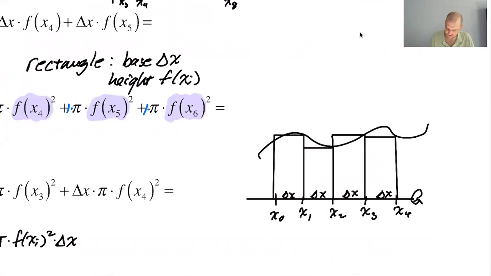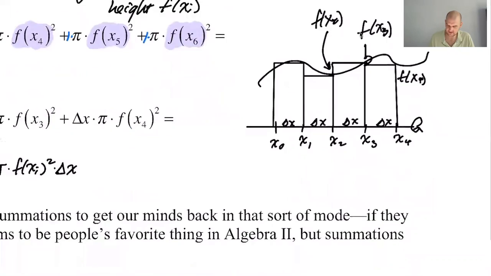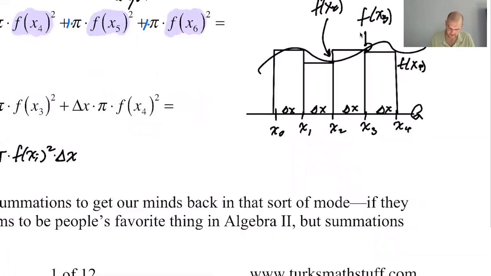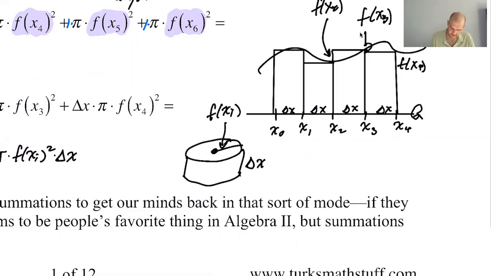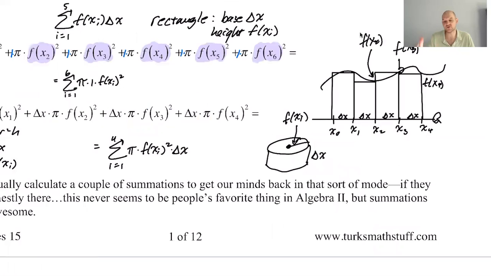So this is f of x4. This height is f of x3. This height is f of x2. Those are going to be the radius of each of the cylinders that you get. So you end up with a cylinder where this is delta x, and this is f of x sub i. So it's pi r squared h.